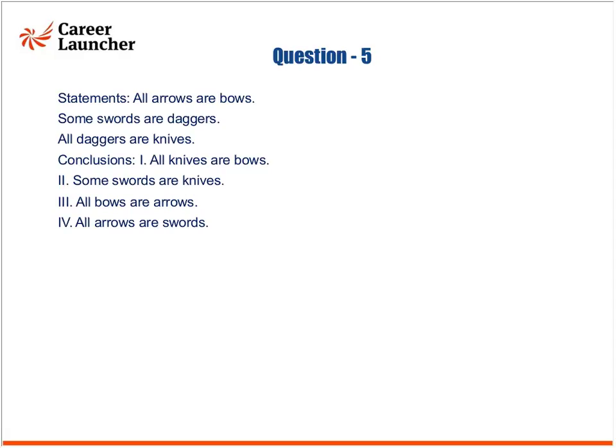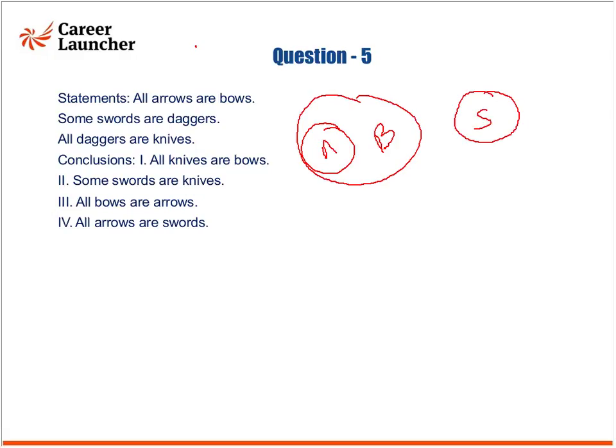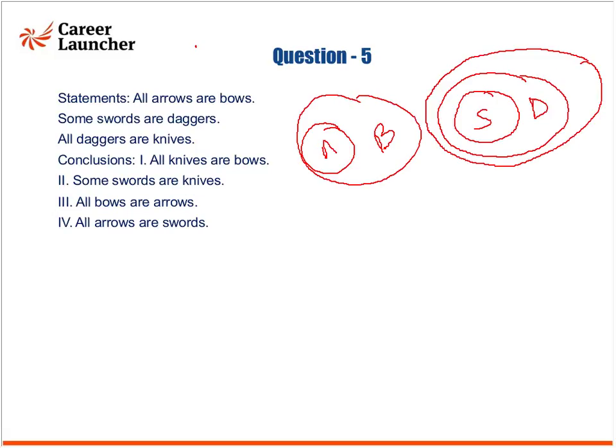I'm coming to question 5. All arrows are bows, some swords are daggers, all daggers are knives. Okay, so this is altogether a different set that we will create. Some swords are daggers, all daggers are knives. Nothing has been told about what connection swords, daggers, knives have with bows and arrows. So we've taken it like that. Some swords are daggers.